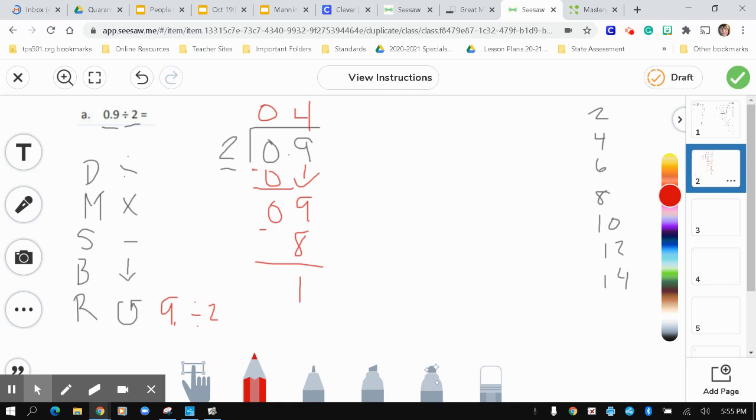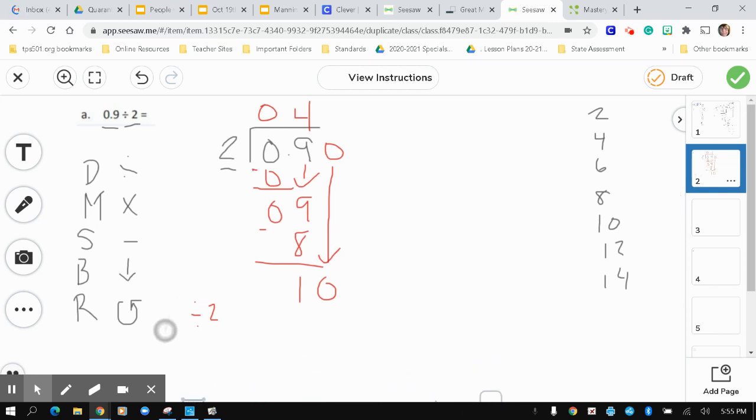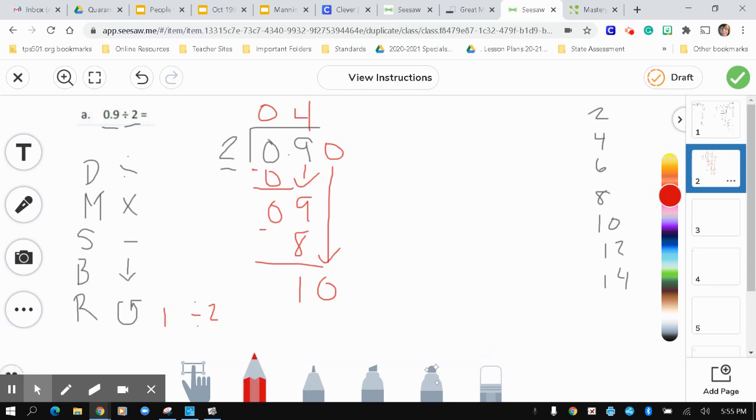Now I didn't end with a 0. So I'm going to bring down the zeros that are always there. We just don't always see them or need them. And I have 10. So now I have 10 divided by 2. I have 10 divided by 2. So going over to my multiples, I have 10 right here. So that's 2 times 1, times 2, times 3, times 4 and times 5.